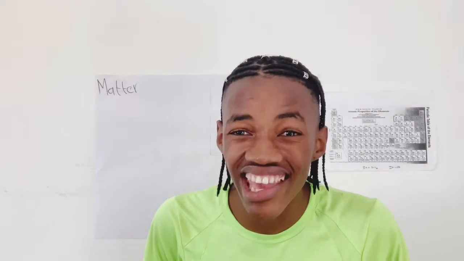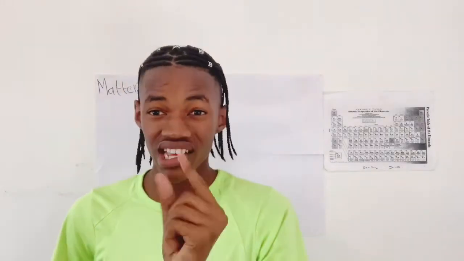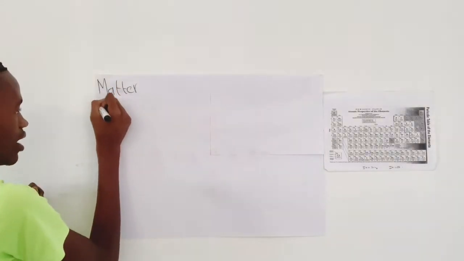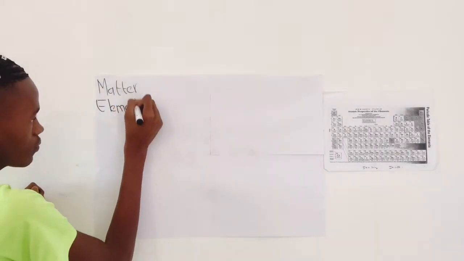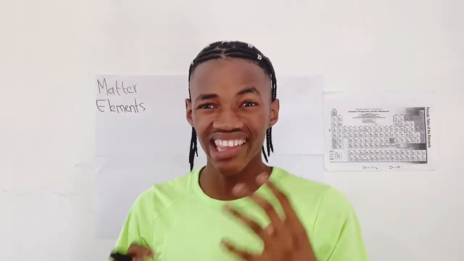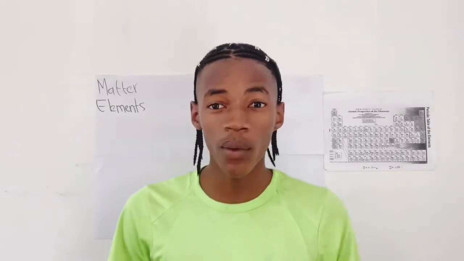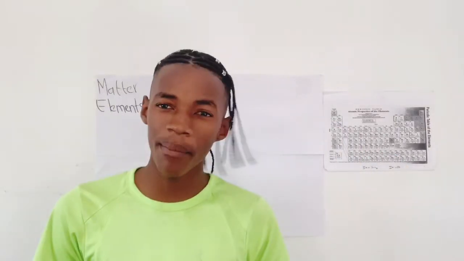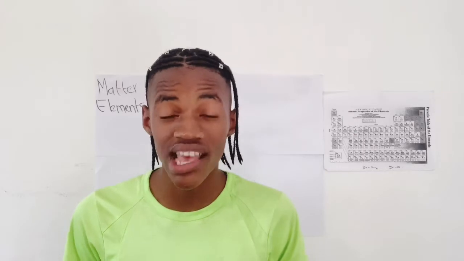Matter is anything that occupies space and has mass, and matter is broken down into elements. An element is a pure substance that cannot be broken down further. When we go onto the periodic table of elements, we have about 118 elements, and each and every element has its own properties that make it different from other elements.